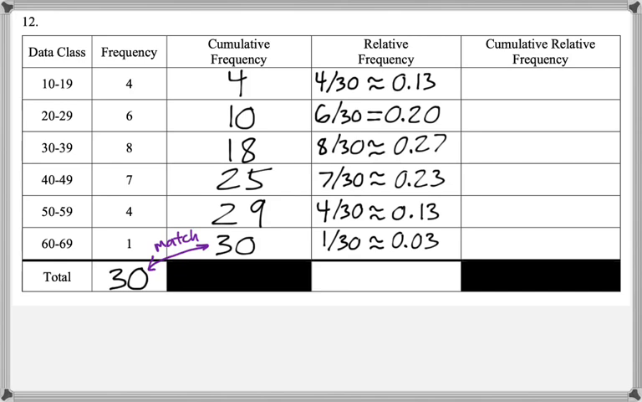Now if you add up all of the relative frequencies, you should get 1. And this 1 represents 100%. So if we add up all of these fractions, we get 30 over 30, which is equal to 1, or 100%. If you add up all of the decimals, we get 0.99. And the only reason why that's not exactly 1 is because of rounding here. So that's okay.